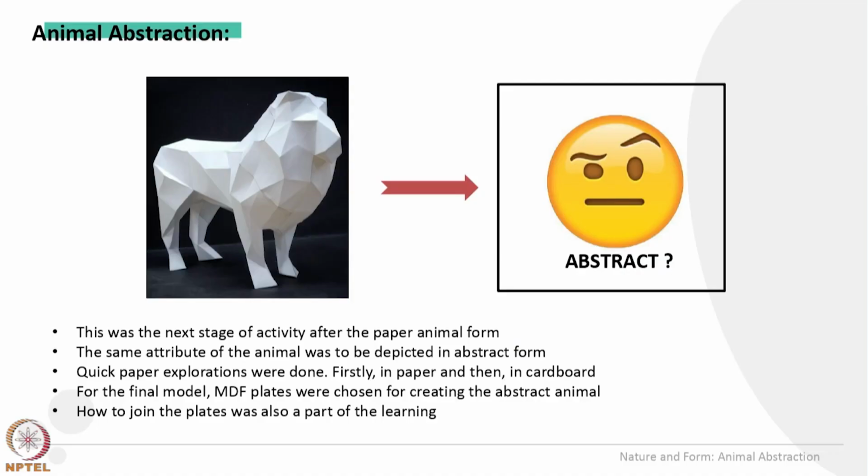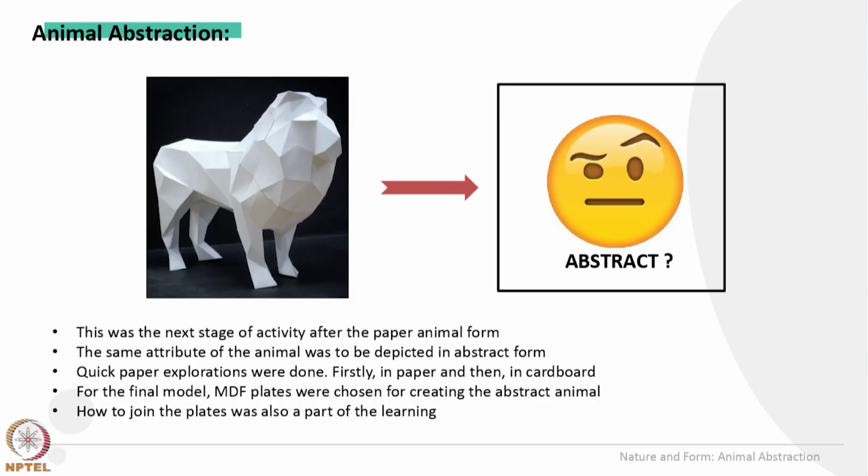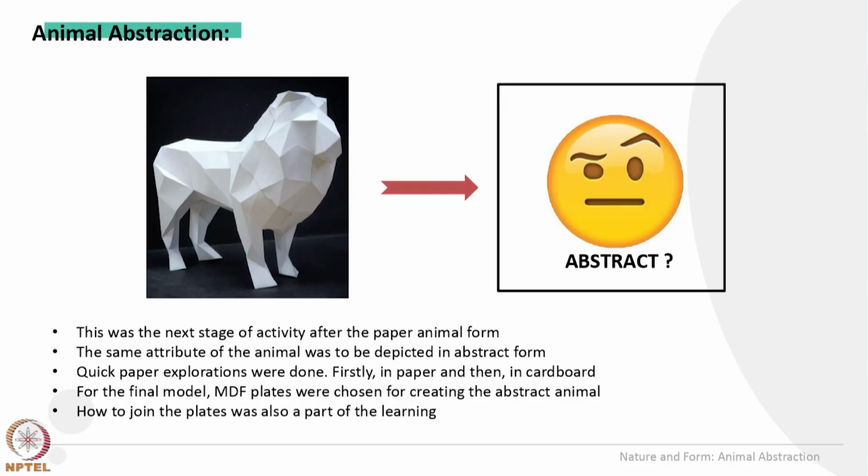Then comes the animal abstraction. This is the second part after the paper animal. We had to use the same attribute of the animal, but it was to be depicted in a more abstract form, in such a way that the animal should be visible the least. The process was first we made quick explorations in paper, then in cardboard, and then we finally laser cut it in 3D on the MDF sheets and pasted it together.